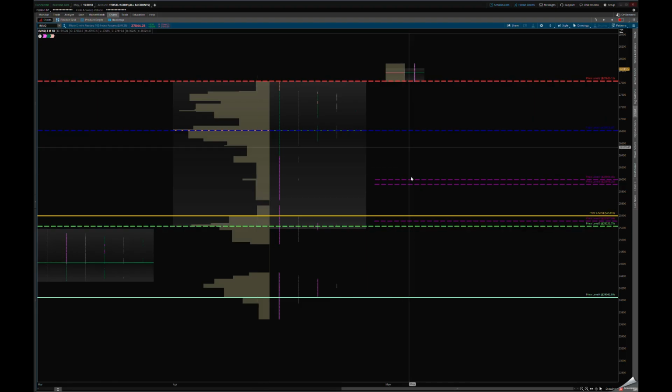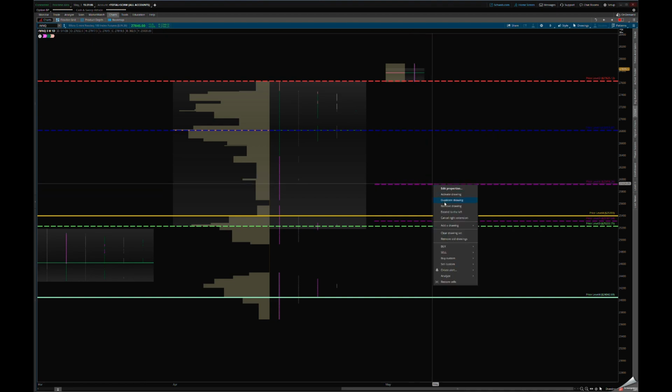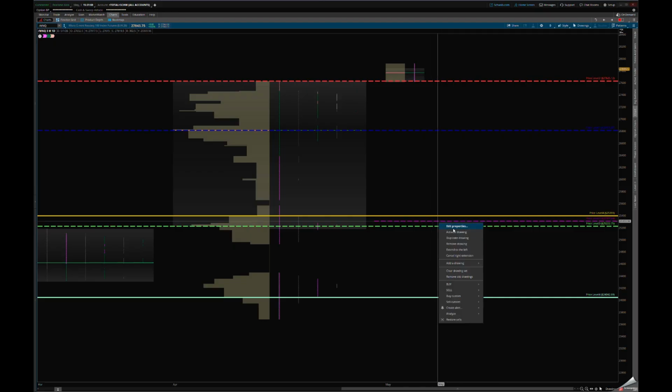I do have these virgin control points. I'm usually going to take them off so I don't complicate it. Remove the drawing. I'm going to remove this drawing here as well, just to show you on 10 days or 20 days.